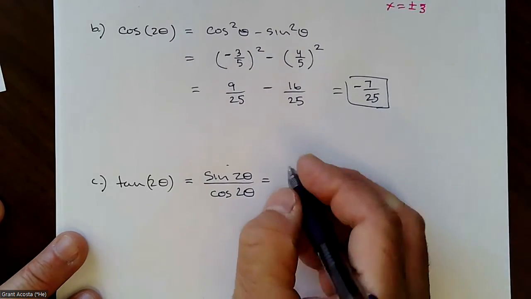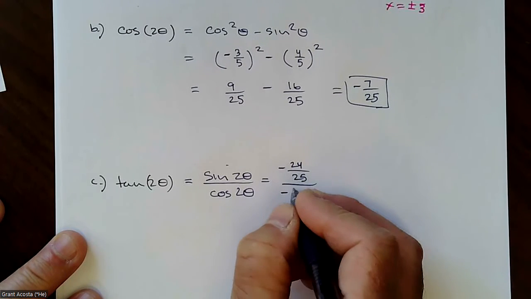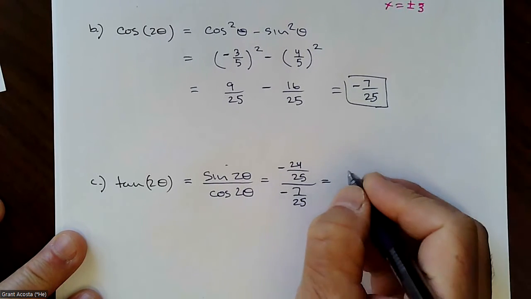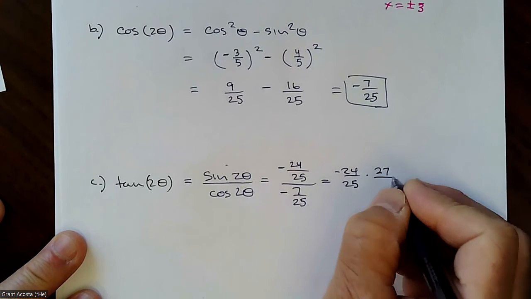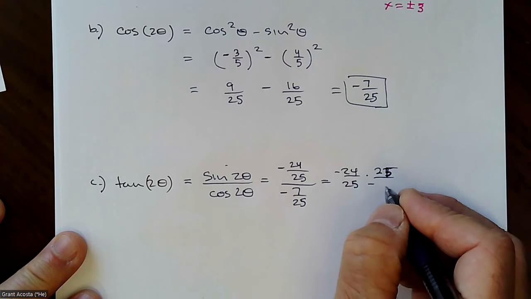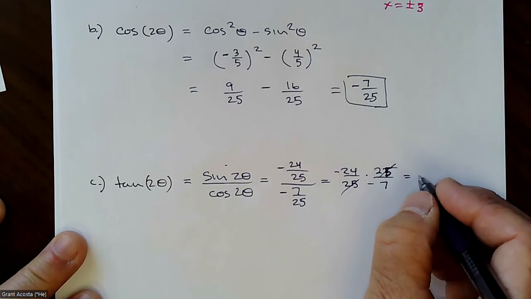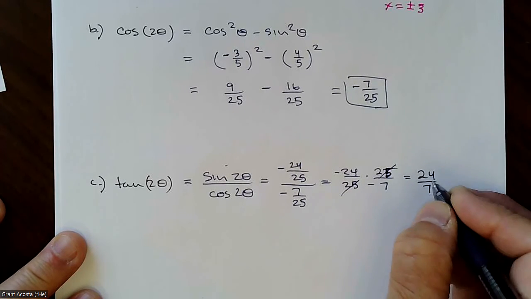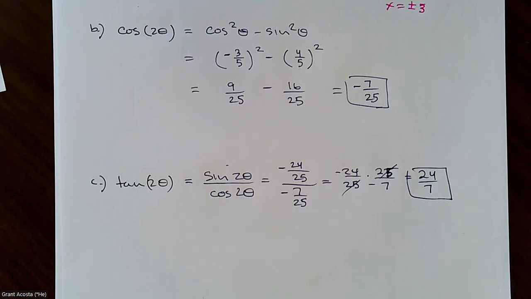So we can just say this is negative 24/25 divided by negative 7/25, or negative 24/25 times the reciprocal, 25 over 7. The 25s cancel out, the 2 negatives cancel out, and we get 24/7 as our answer for tangent of 2 theta. So those are the double angle identities.